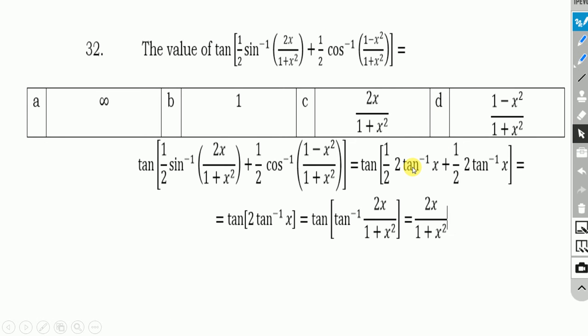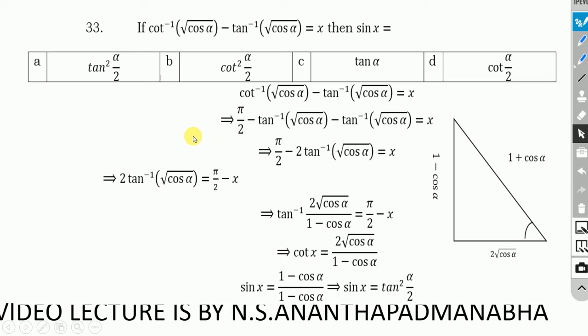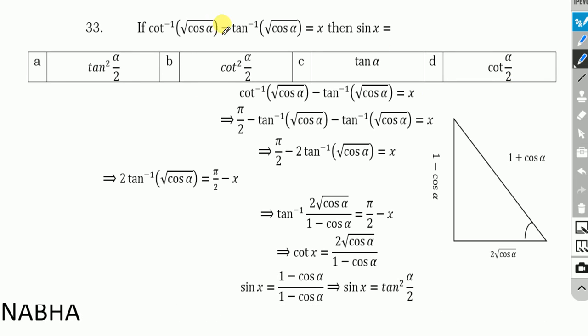Next, if cot inverse of root of cos alpha minus tan inverse of root of cos alpha is equal to x, then sin x is equal to: tan square alpha by 2, cot square alpha by 2, tan alpha and cot alpha by 2 are the 4 options. See, we are given cot inverse of root of cos alpha minus tan inverse of root of cos alpha is equal to x. I have to find sin x.